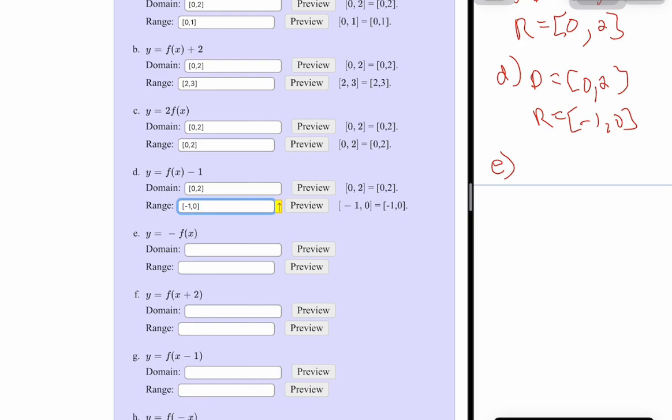There is a negative on the outside of the function. Anything on the outside of the function changes the range. So our domain is still going to be 0 to 2. But our range, now, you have to go in least to greatest order. If I multiply the original range, which was 0 and 1, by -1, I get 0 and -1. Is that in least to greatest order? 0 to -1? No. So it has to be changed to -1 to 0.